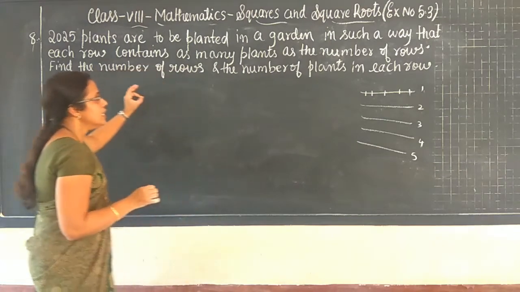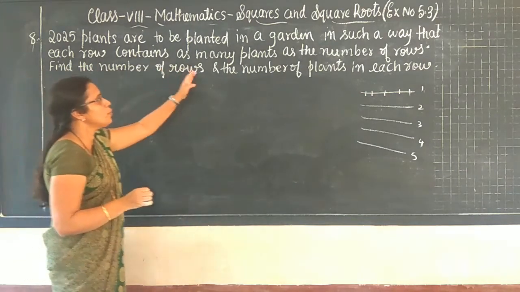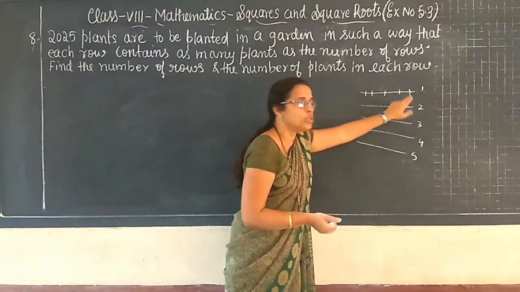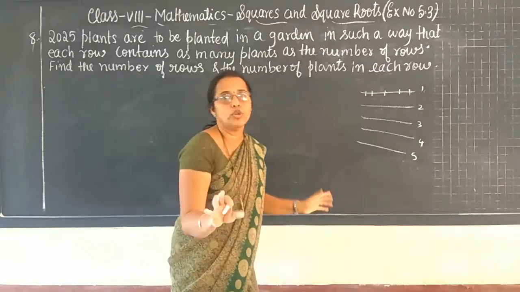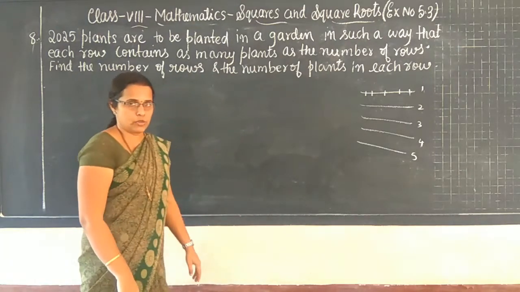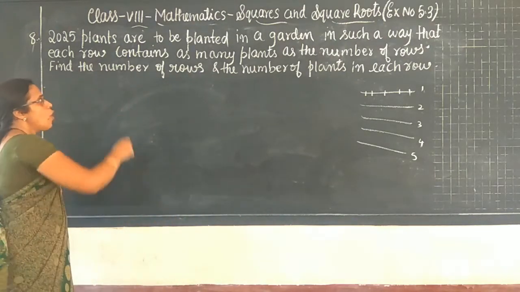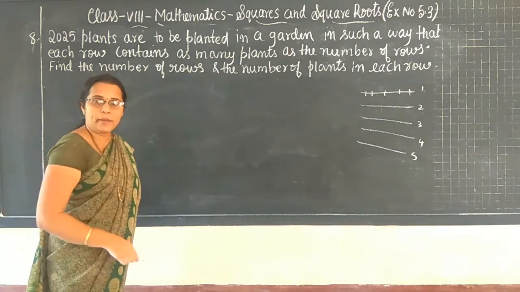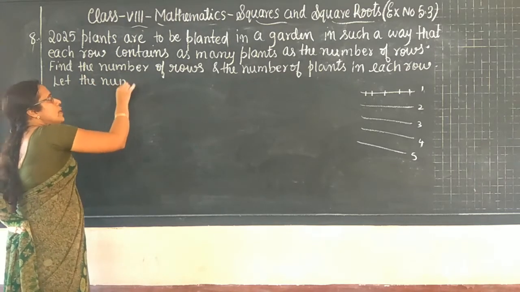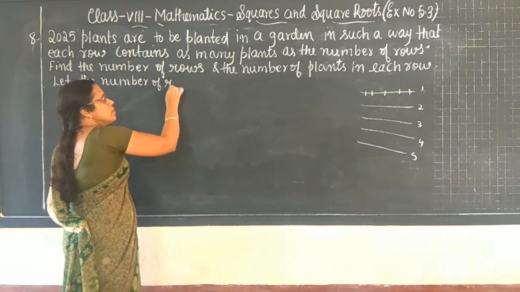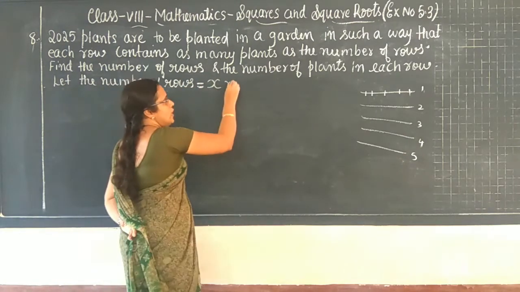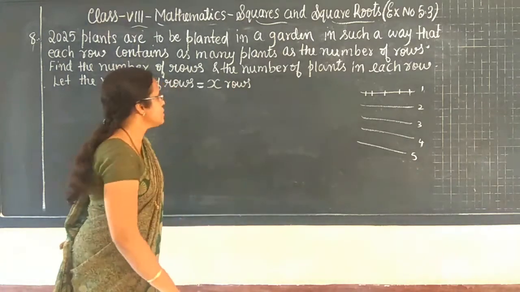So now, here see, find the number of rows. How many rows are there? Don't know. And the number of plants in each row. In each row, how many are there also? Don't know. Two questions, don't know. Okay, the method will be the same as we did in the previous sum. So now see here. I don't know both, so let the number of rows be x. X rows are there.